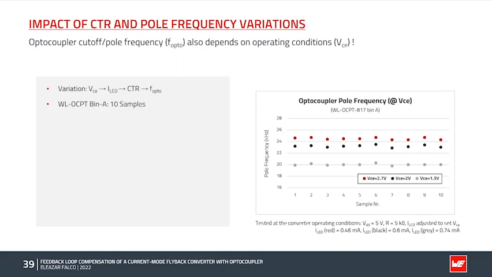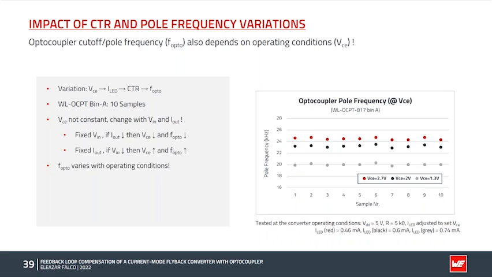Here we can see the results for 10 samples of the bin A of the WL-OCPT817 optocoupler series, and the measured pole frequency for different collector emitter voltages is shown. This represents different operating conditions of the converter. It can be seen how the optocoupler pole frequency for each sample reduces with the collector emitter voltage.